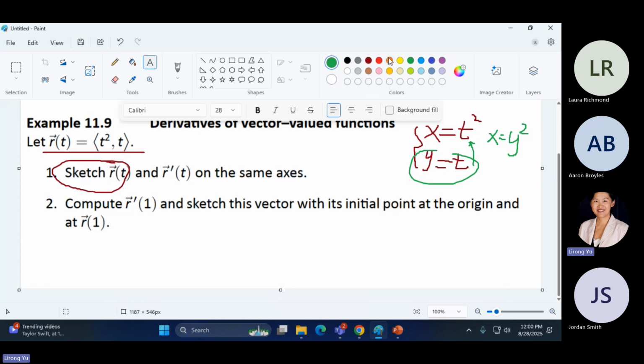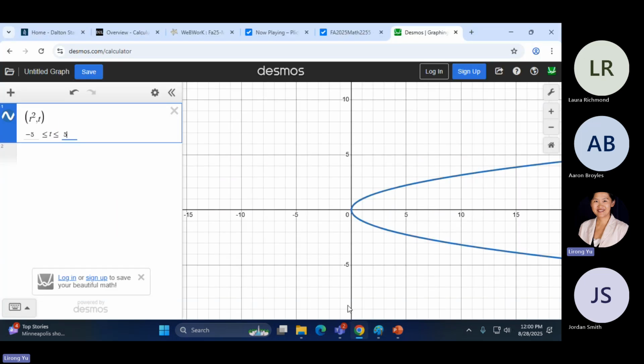Second, we were to graph the r prime. We graph it on the same plane, but we first have to calculate it in order to draw this. We got this r prime of t, which equals a vector. We find the derivative of t squared is 2t, and the derivative of t is 1, right? And now that we have those components, we can graph it. So we would have 2t and then 1.